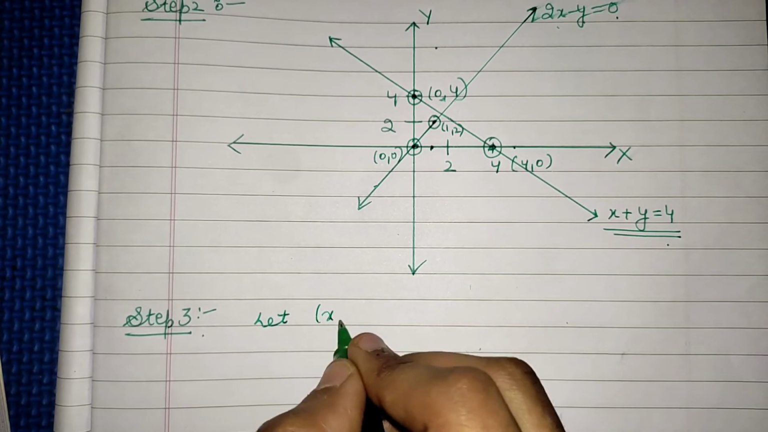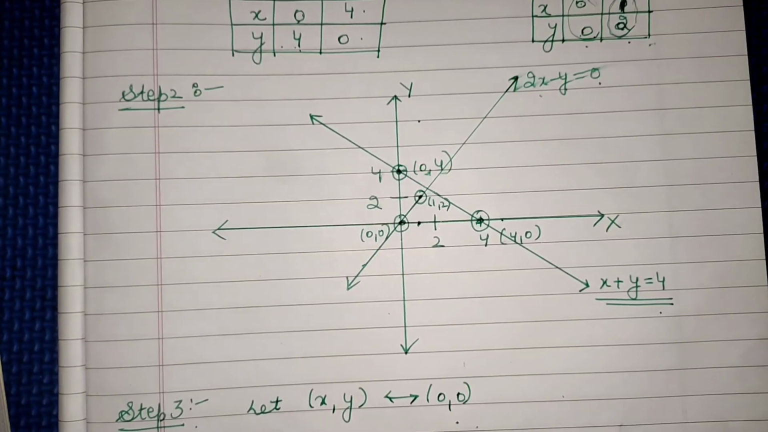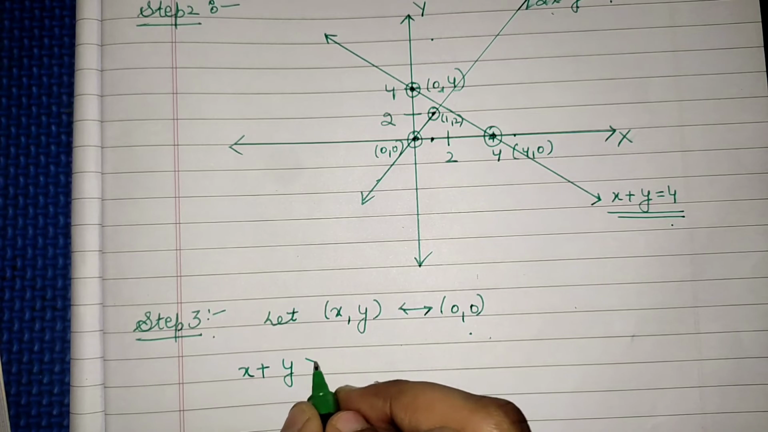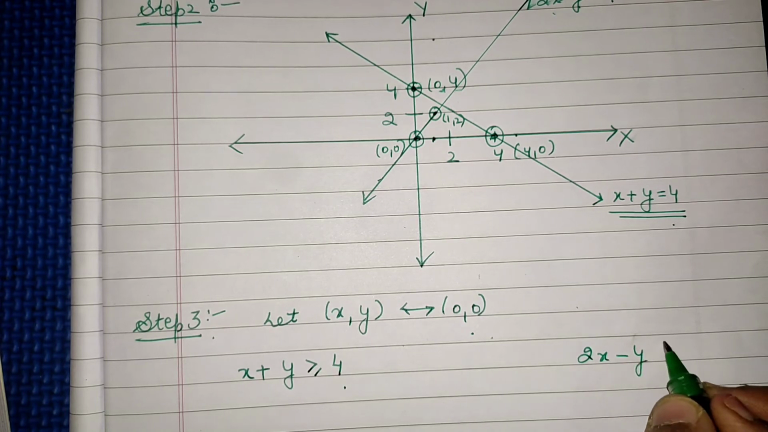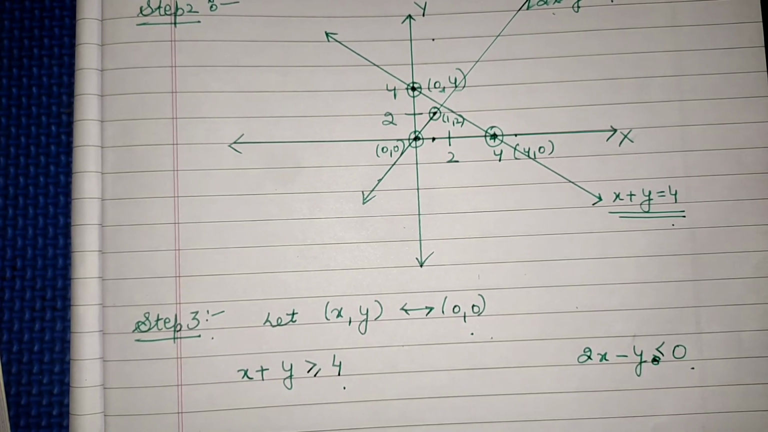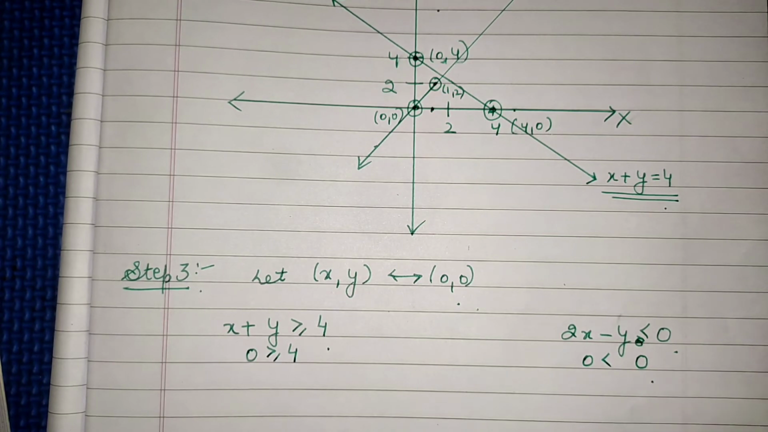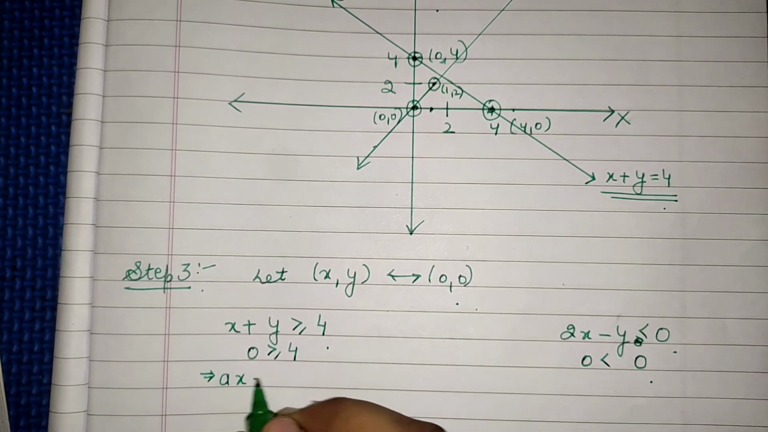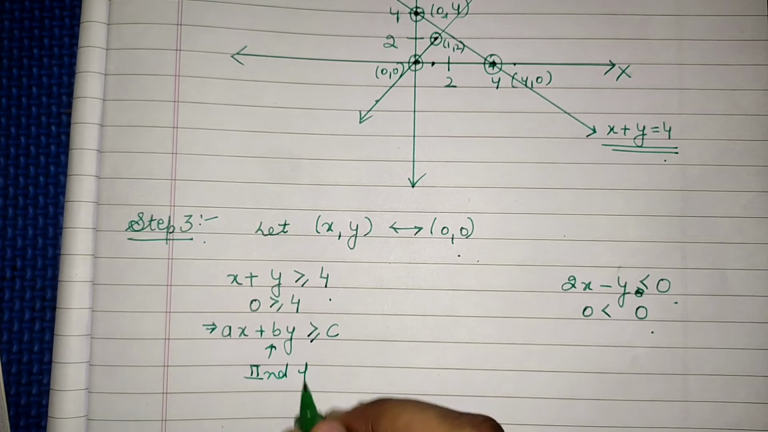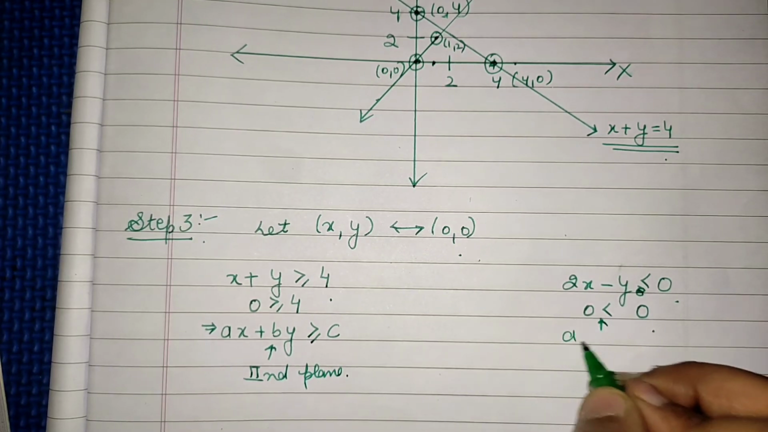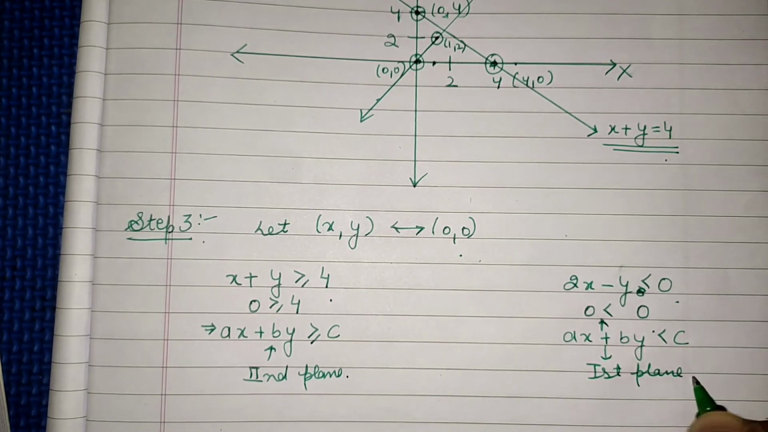Moving to step number 3. Let us imagine that both x and y are equal to 0. Put these values in the inequalities. My first inequality is x plus y is greater than or equal to 4, and my second inequality is 2x minus y is less than 0. Put the values and you will get 0 is greater than or equal to 4, and here we get 0 is less than 0. If ax plus by is greater than or equal to c, then you know the solution is in the second plane. And if ax plus by is less than c, then the solution is in the first plane.